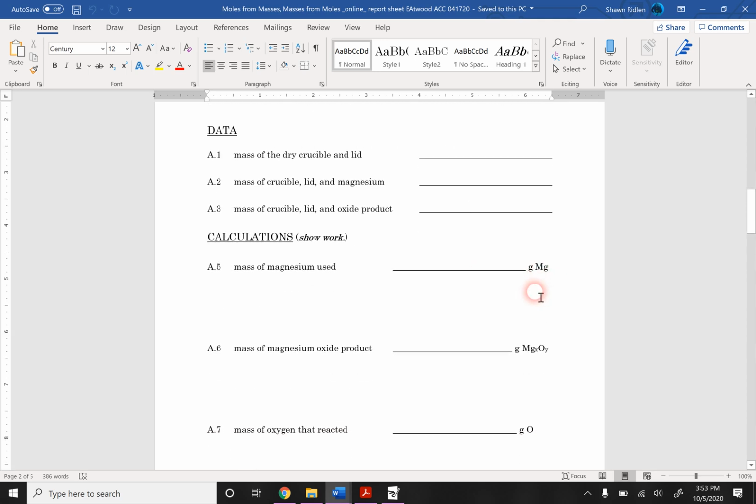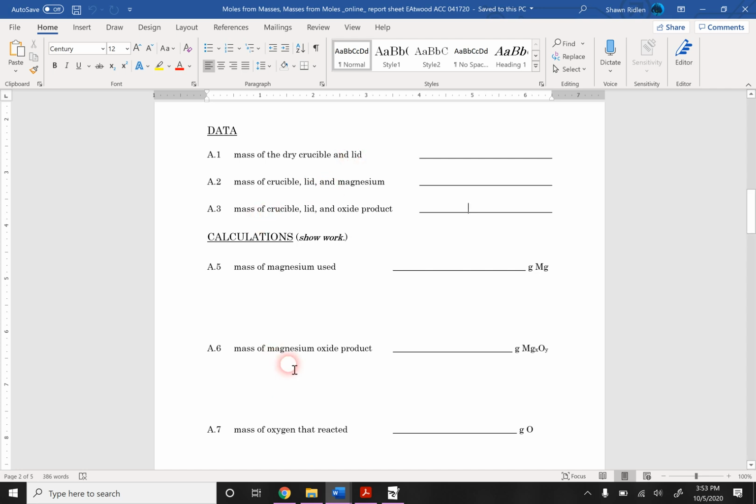Those 3 numbers, based on subtraction, in other words, just how much did the mass grow each time, the difference between the 2, you can figure out, for instance, the mass of magnesium. How will I figure that out? Well, I'll take the mass of the crucible, the lid, and the magnesium, and I'll subtract the mass of the dry crucible and lid. So that will give me just the mass of the magnesium.